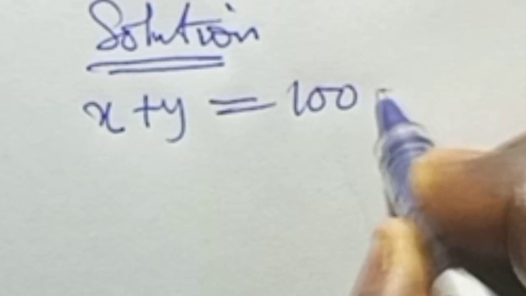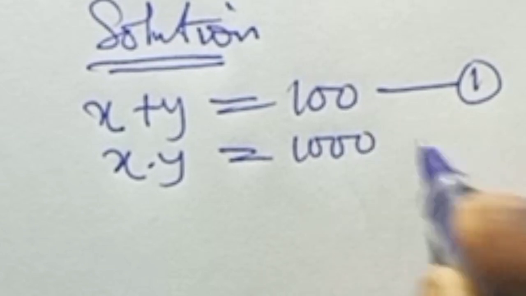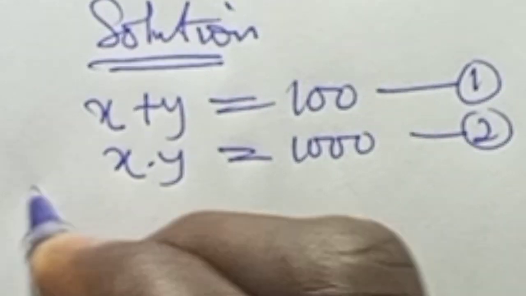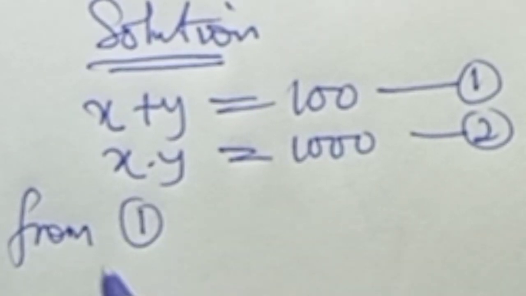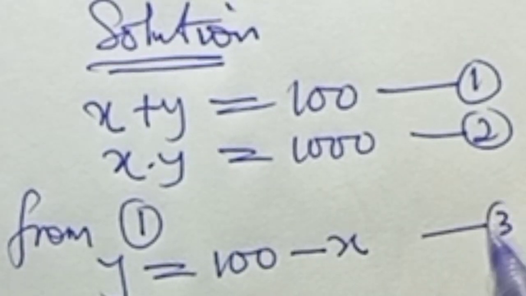we're going to rewrite x plus y equals 100 and call it equation 1, and x times y equals 1000 and we call this equation 2. So from equation 1, y is equal to 100 minus x. We call this equation 3.